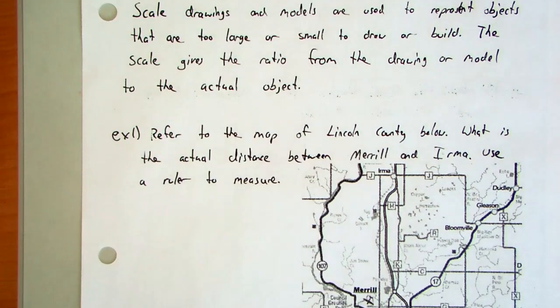All right, today we're going to be talking about Chapter 7, Lesson 4. This is dealing with scale drawings. So, first of all, scale drawings are models. They can be used to represent objects that are too large or small to draw or build. The scale gives the ratio from the drawing or model to the actual object.